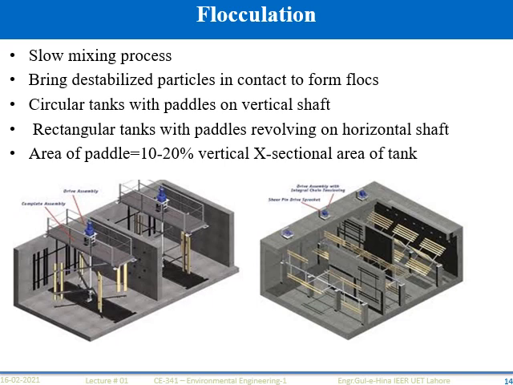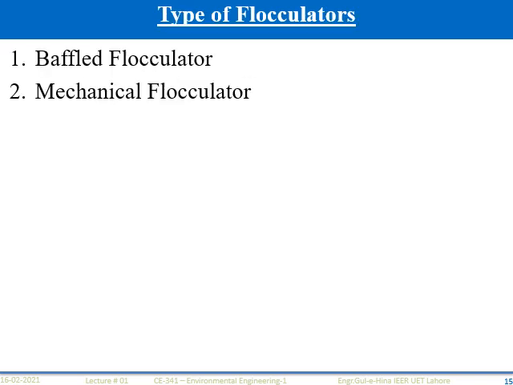So area of a paddle, that is 10 to 20% of the vertical cross sectional area of the tank. तो जो भी क्रॉस सेक्शनल एरिया होगा आपके टैंक का, आपके जितने भी पैडल का एरिया, दैट शुड बी 10 to 20% ऑफ दैट क्रॉस सेक्शन एरिया ऑफ द टैंक.